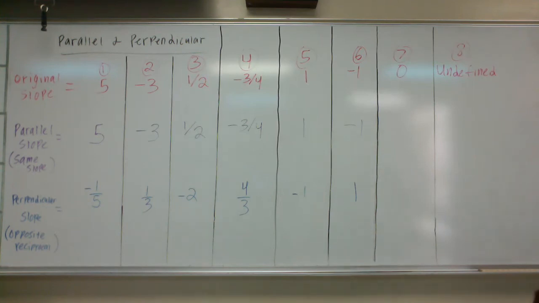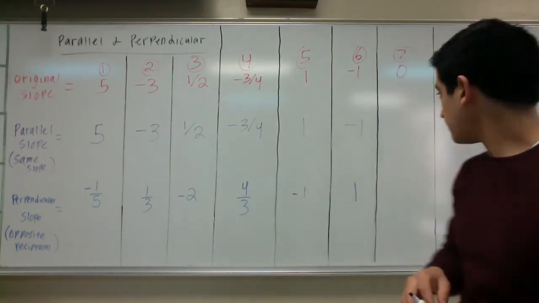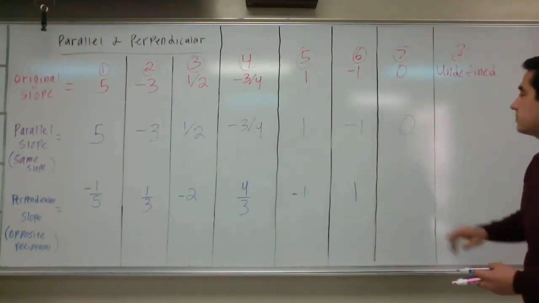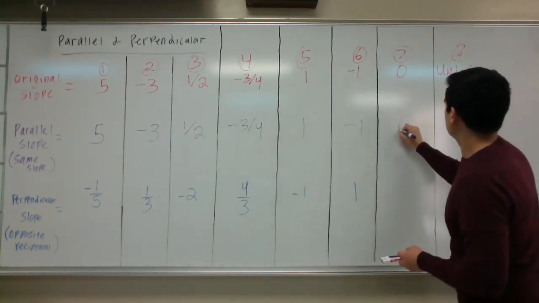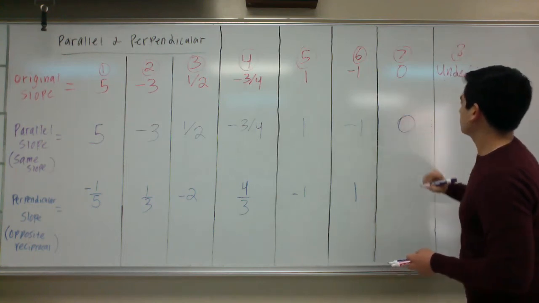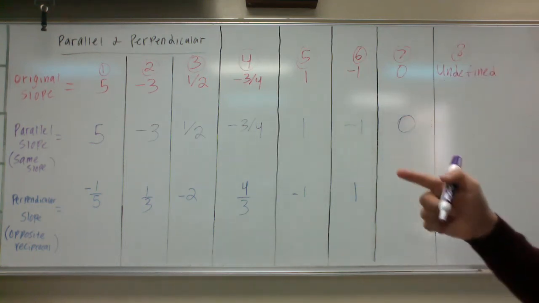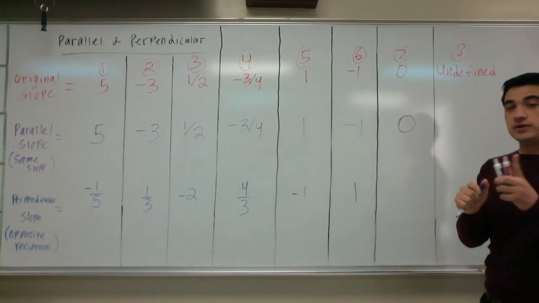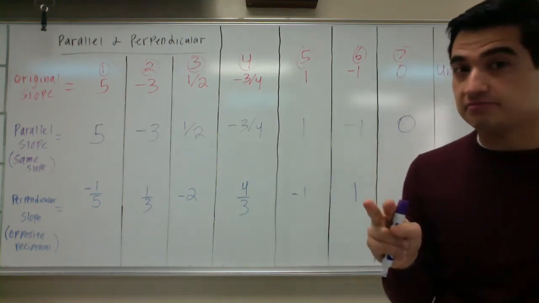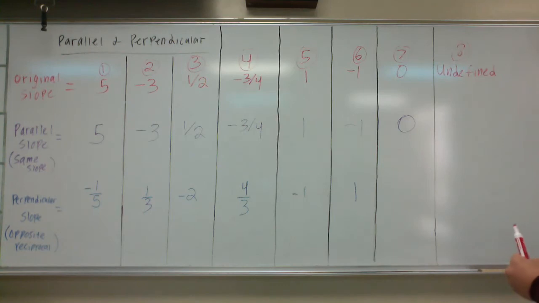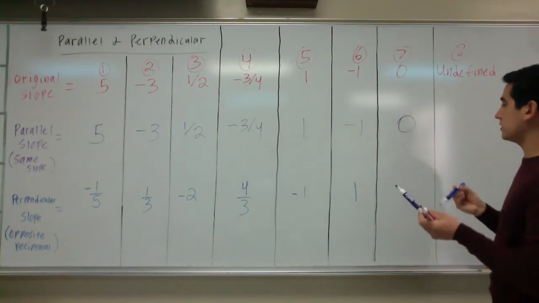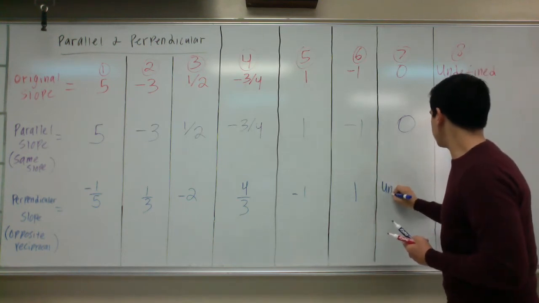And now number 7, again, special case. Say my original slope is 0. My parallel, obviously, is still going to be the same thing, still going to be 0. Now, perpendicular to 0. If y'all remember the 2 special cases, we had 0 slope and undefined. They always find their way together. So if my original slope is 0, my perpendicular slope is undefined.